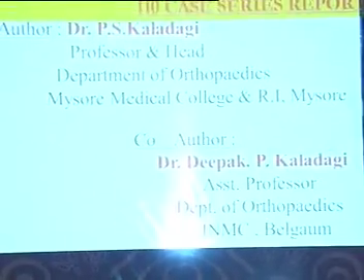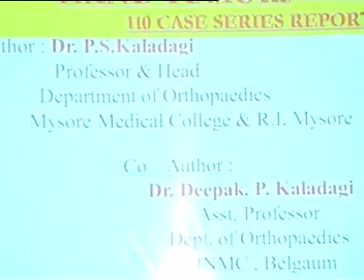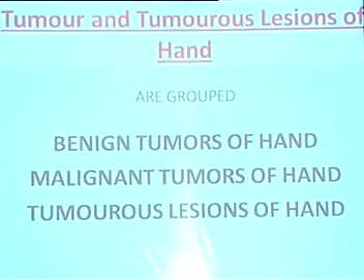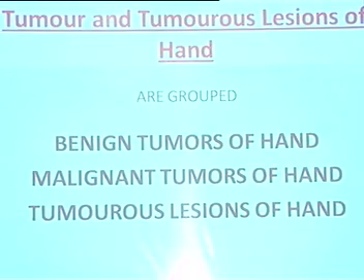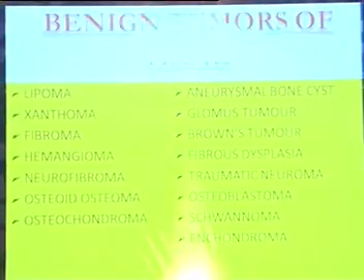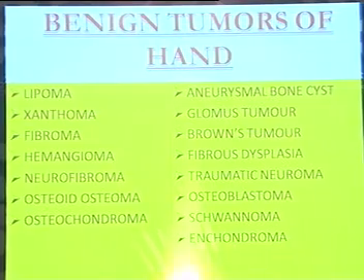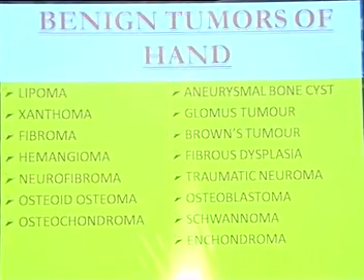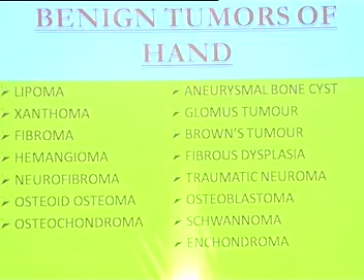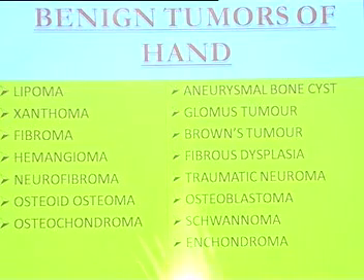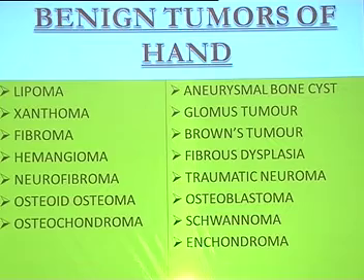Respected Chairman and dear delegates and my friends. This is the study done in the last 30 years in hand tumors. A series is done in the 30 years of my service. And the benign tumors of the hand, malignant tumors of the hand, tumor and tumorous lesions of the hand is a mere classification. Benign tumors of the hand, there are series of cases, lipoma, xanthoma, fibroma, hemangioma, neurofibroma, and glomus tumor, Brown's tumor. There are so many tumors, more than a dozen tumors are there.